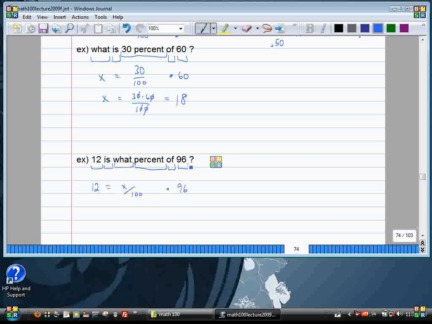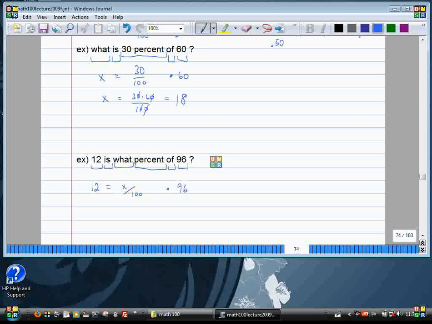The thing is, if you don't know what you're doing, these two questions look basically like the same question. What is 30% of 60? 12 is what percent of 96? They sound like they're both percent questions with two numbers. But all you have to do is convert them word by word into math, and it's very straightforward.